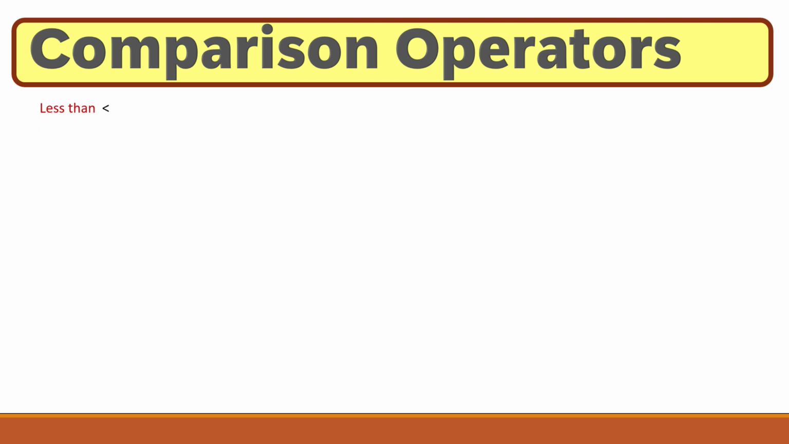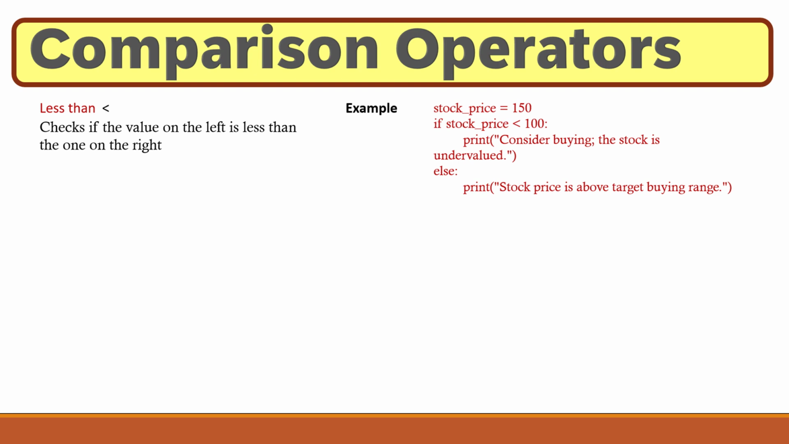Next is the less than operator, which checks if the value on the left is less than the one on the right. In the example use case, the code evaluates if a stock price falls below a certain threshold to decide whether it's a good time to buy. If it's less than 100, it will print consider buying, the stock is undervalued. Otherwise, it will print stock price is above target buying range.